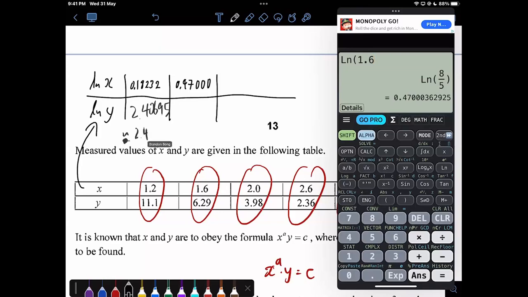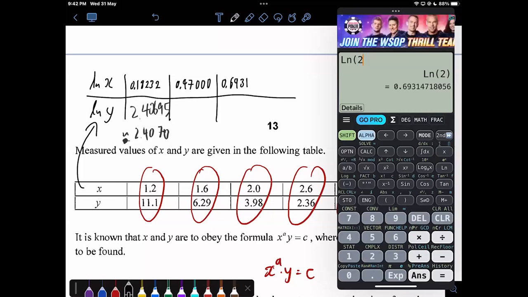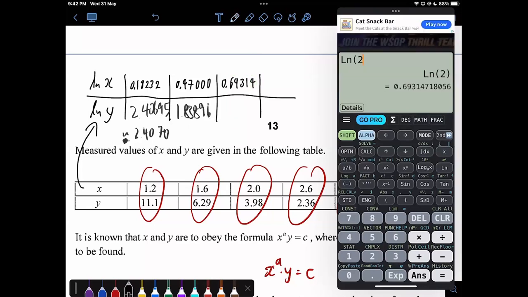Next one. I'm not even rounding off. 0.693147. I just stop at the fifth non-zero digit, and I just stop. This is called truncating, a lazy way. Don't need to round up or down. Truncate to 5SF.